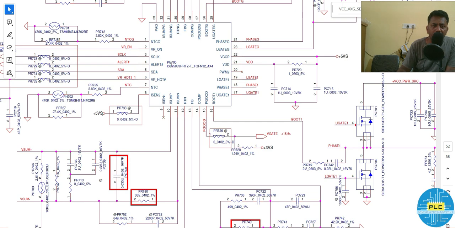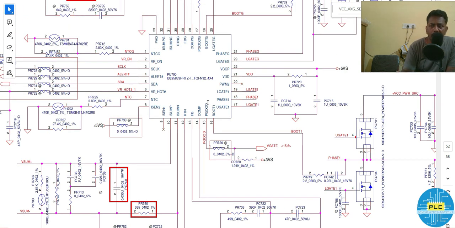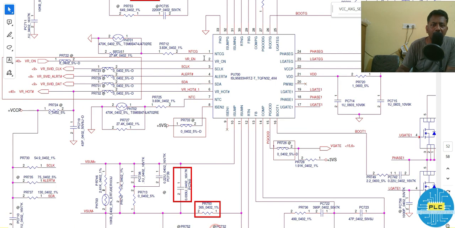Anything else? No, nothing. Okay. The second thing is, any IC requires an enable signal. Maximum ICs require enable signals, so that is VR on. See, VR enable. It is from the IO, right? So this particular enable signal is coming from the IO.